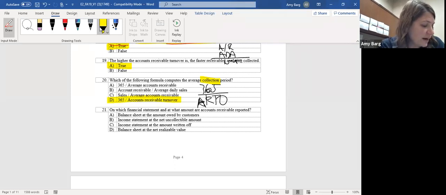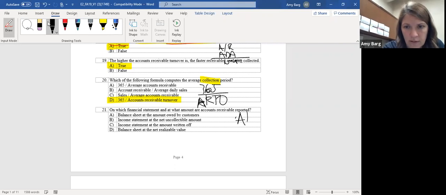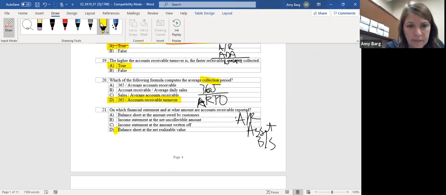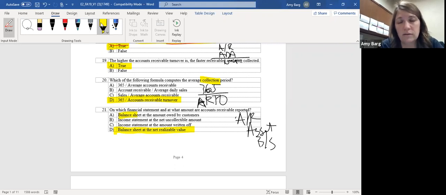On which financial statement and at what amount are accounts receivable reported? So accounts receivable are an asset. Assets go on the balance sheet, and we report them at the net realizable value. The other answer that has balance sheet, we do like balance sheet, but that's at the amount owed by customers. Well, we do want all of the money that we're owed, but we are going to report it at the amount that we think we're actually going to realize, this net amount that we were talking about before.